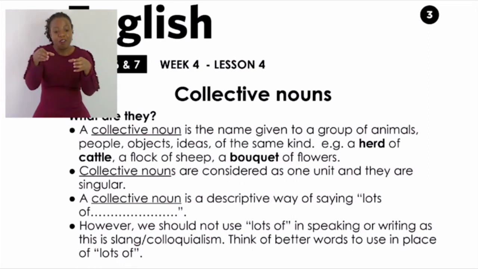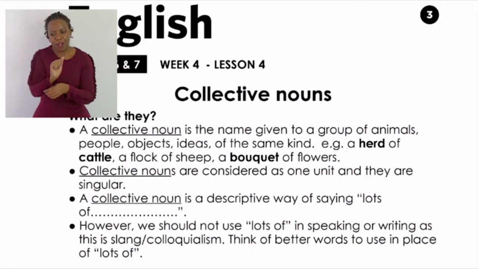Right, collective nouns. As the name suggests, collective, this is a grouping either of people, of animals, or anything that are similar. If they're in a group, that becomes a collective. So the name that we give to them is the collective noun. Collective nouns are considered as one unit and they are singular, which means they are not a plural. It's always a singular.